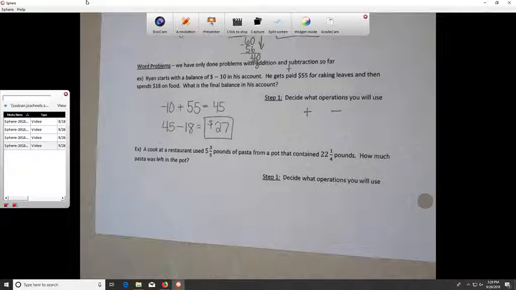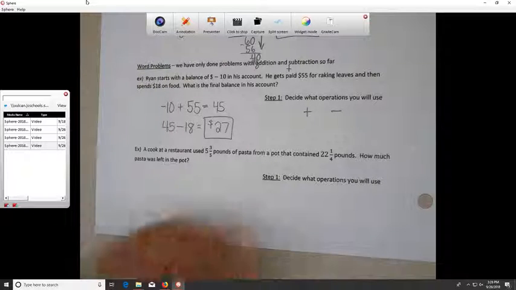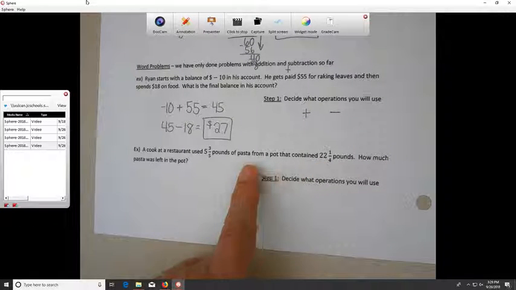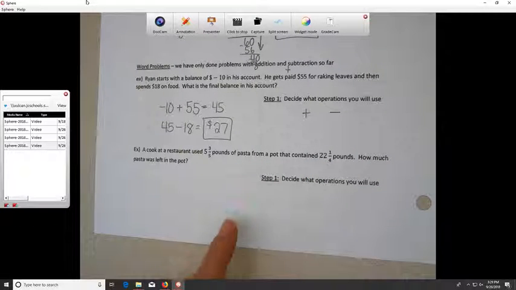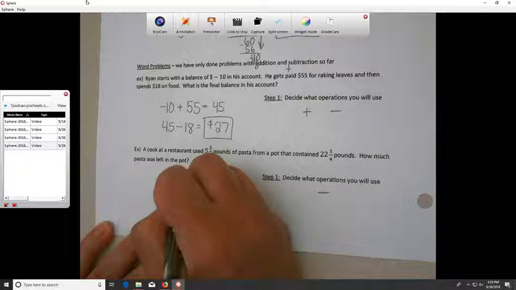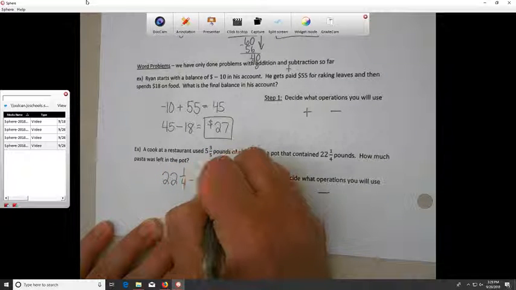Last question says, a cook at a restaurant used 5 3/5 pounds of pasta from a pot that contained 22 1/4 pounds. How much pasta was left in the pot? Alright, so again, I have to decide what operation I'm going to use. So it's saying we've got this pot that has 22 1/4 pounds in it. We are using 5 3/5 pounds. So that is subtraction. It's coming out of the pot. So we're going to subtract 22 1/4 minus 5 3/5.